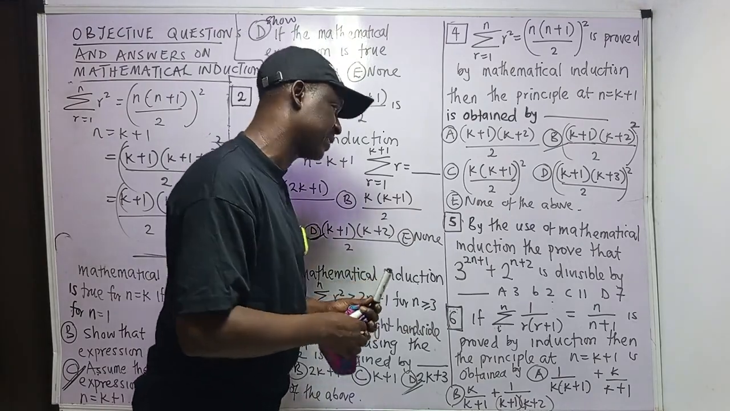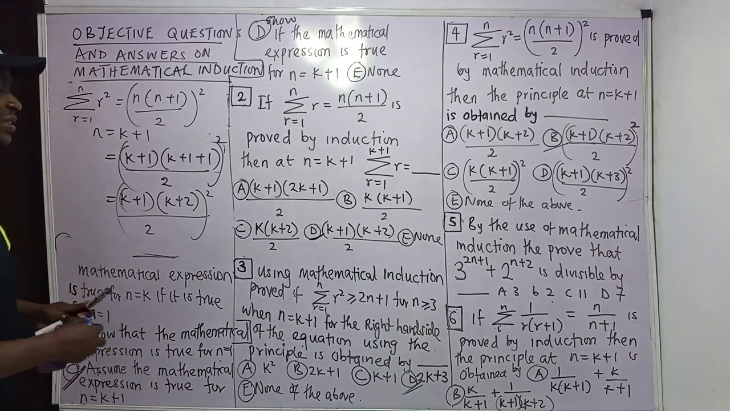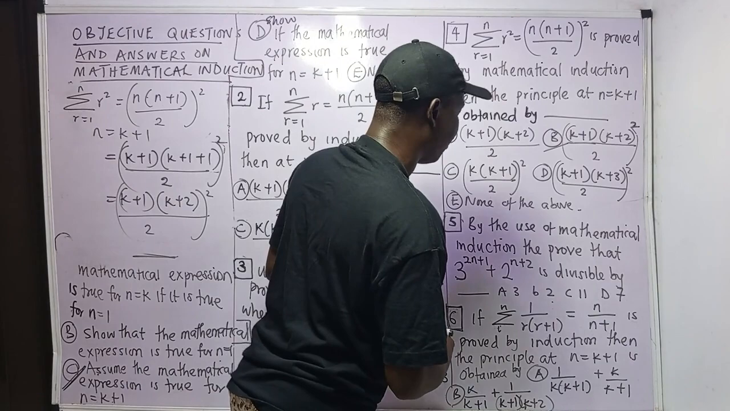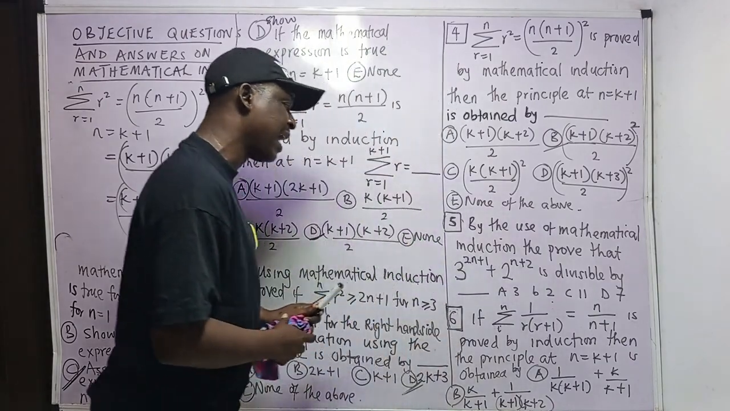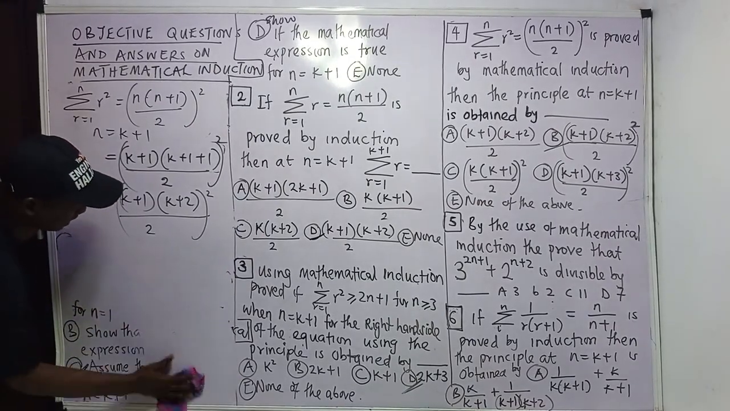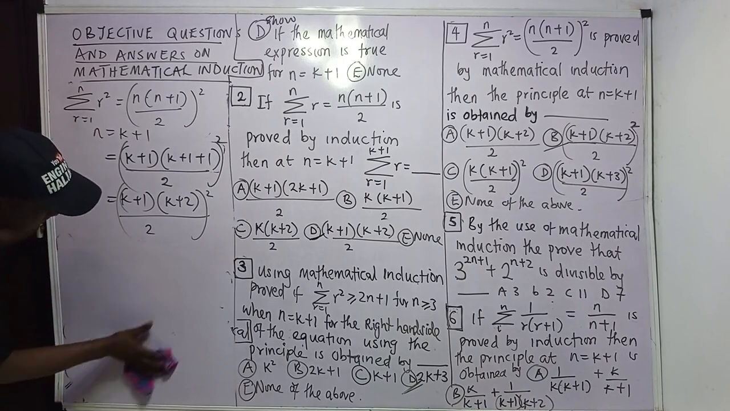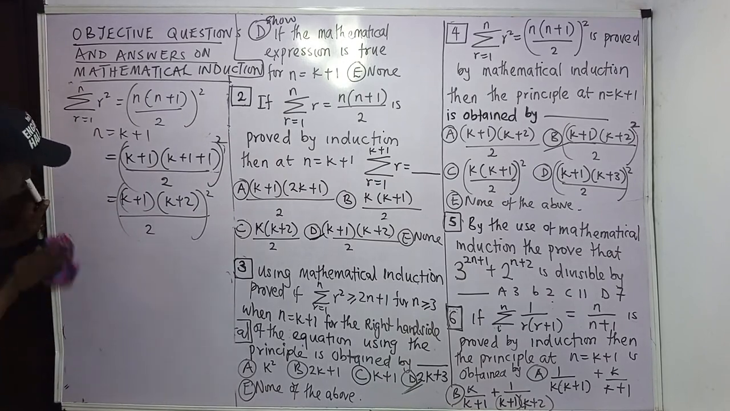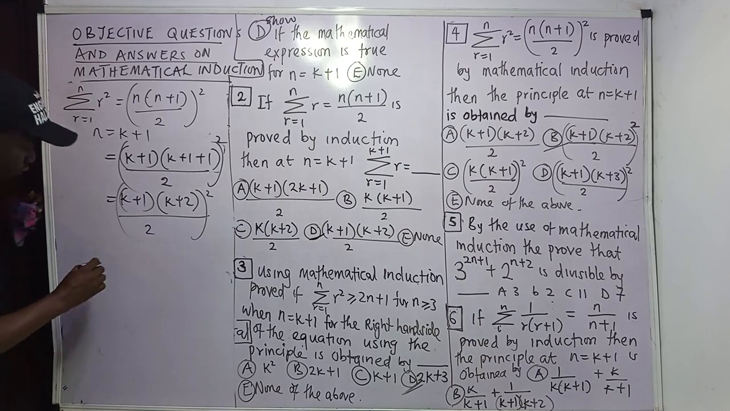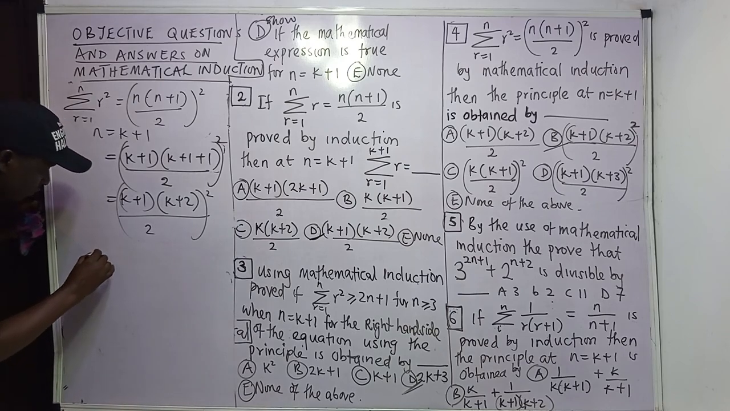Now, number 5. By the use of mathematical induction, prove that 3 raised to 2n plus 1 plus 2 raised to n plus 2 is divisible by dash. I have done the normal way. Let me show you the shortcut of doing that. Go and watch my last mathematical induction analysis, and you will see that we have done the normal thing. But if you want to solve objective questions, you can say 3 raised to what?